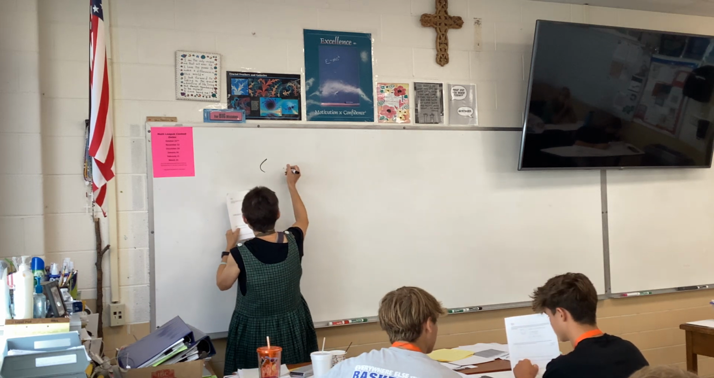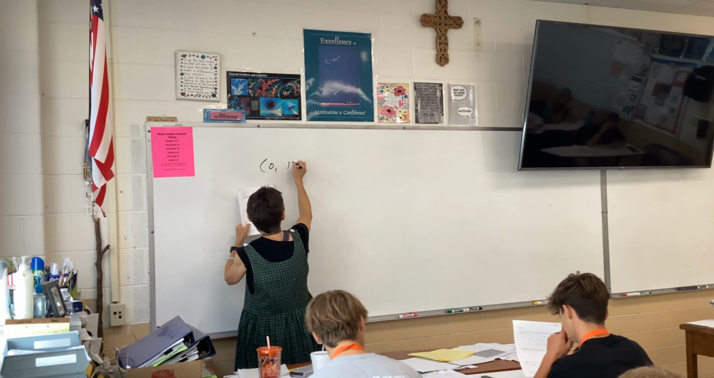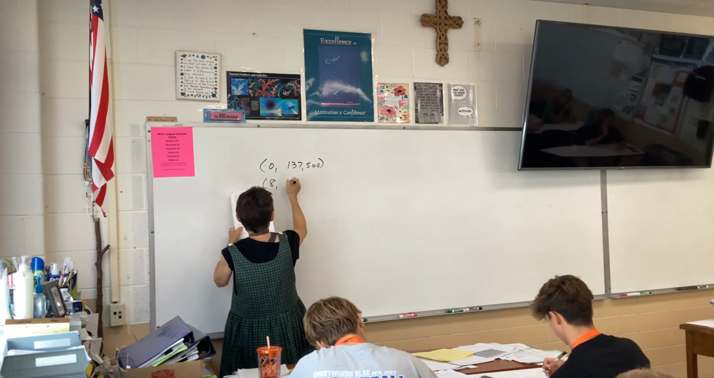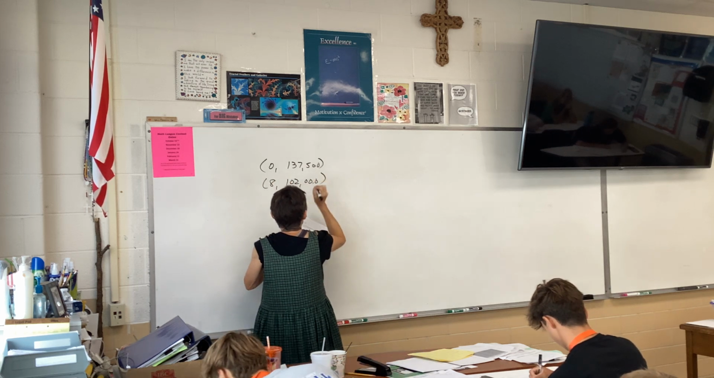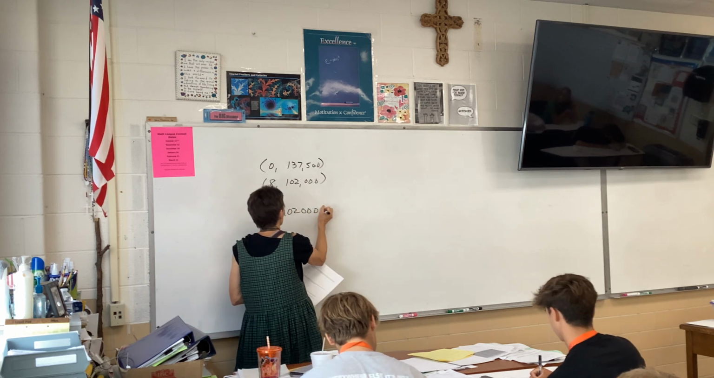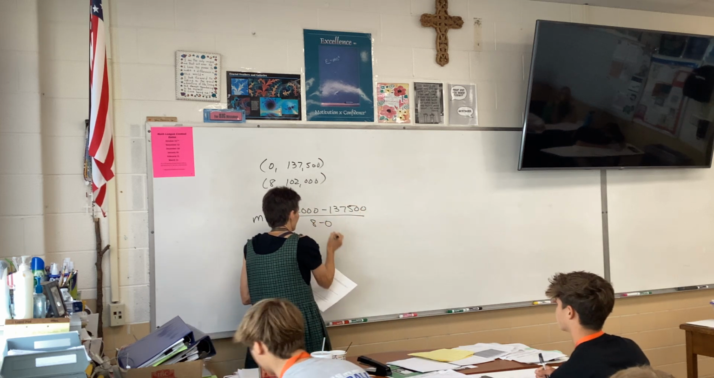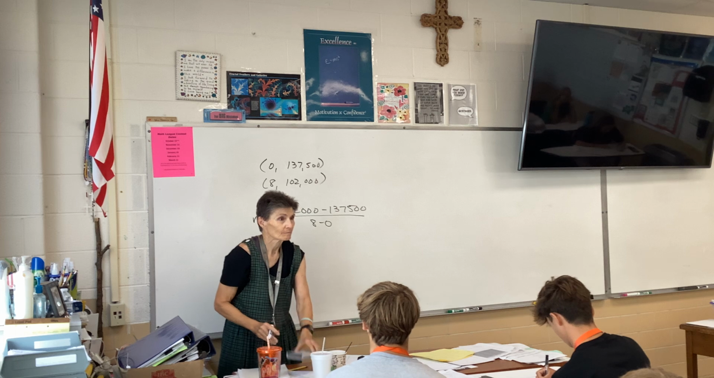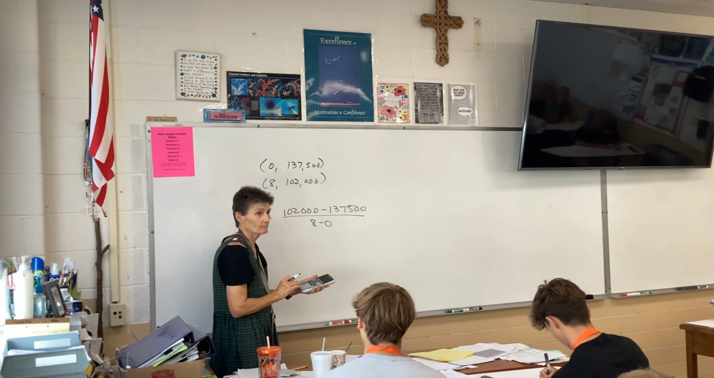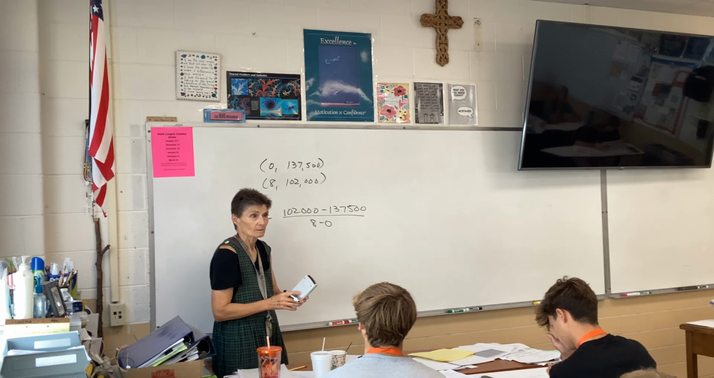All right, so what do I got? I got a couple of ordered pairs. In the beginning, it was 137.5. After 8 years, it was 102. And so your slope should be 102,000 minus 137.5 over 8 minus 0. So is mine right or wrong? Right. Okay, well, I'm gonna type it in. Right?